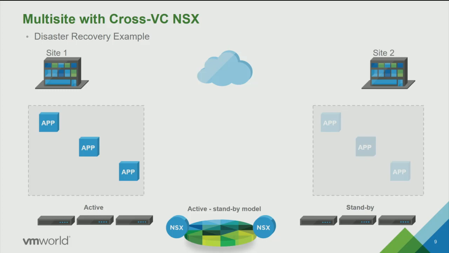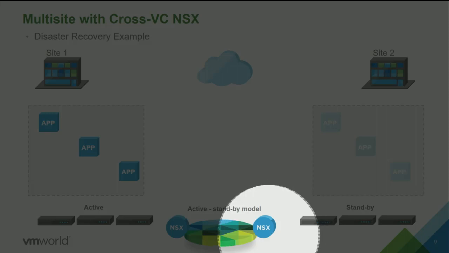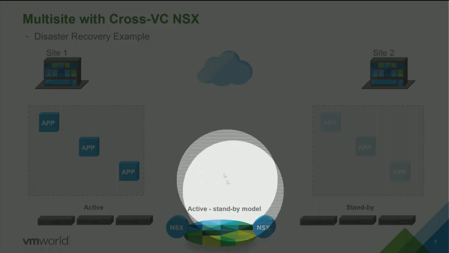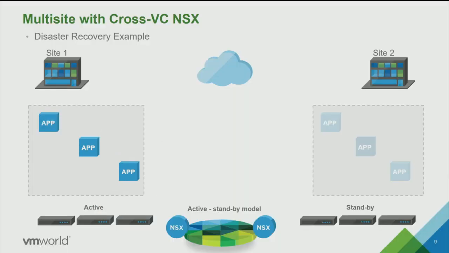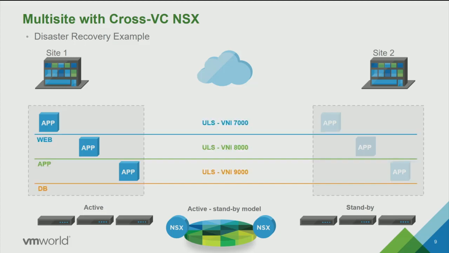So let's start off with a basic example. Here I have a multi-site solution, and I'm just going to demonstrate a disaster recovery example. I have my active application at site 1, and I have my standby at site 2. I'm using some kind of disaster recovery orchestration tool, could be SRM, RP for VM, Zerto. We're agnostic to that, but we provide the benefit, and there are some integrations we have, for example, with SRM.